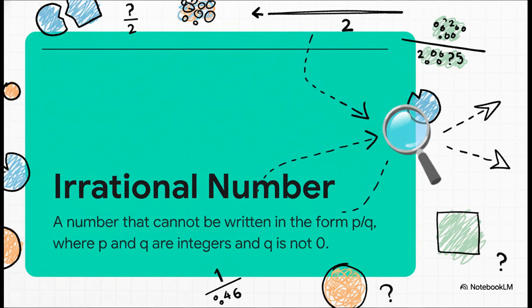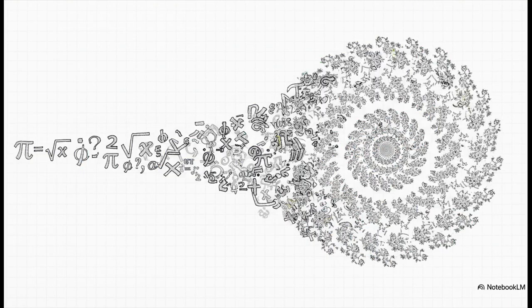You can't capture their true value by dividing one whole number by another. They exist outside of that nice, orderly world we were just talking about. You know these numbers. Think about the square root of 2, or pi. Their decimals just stretch on and on into infinity without ever falling into a repeating pattern. They are the beautiful, unpredictable glitches in the mathematical matrix.